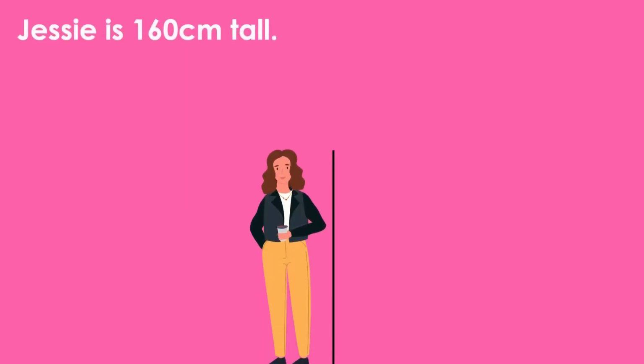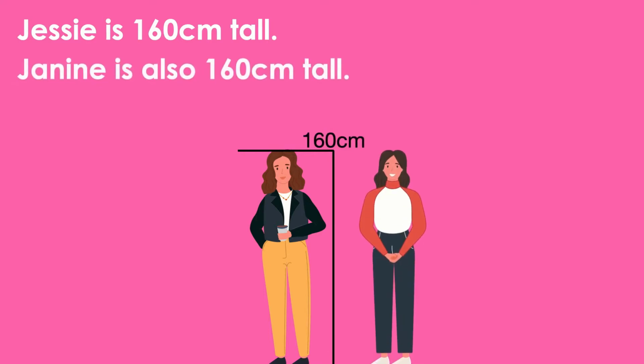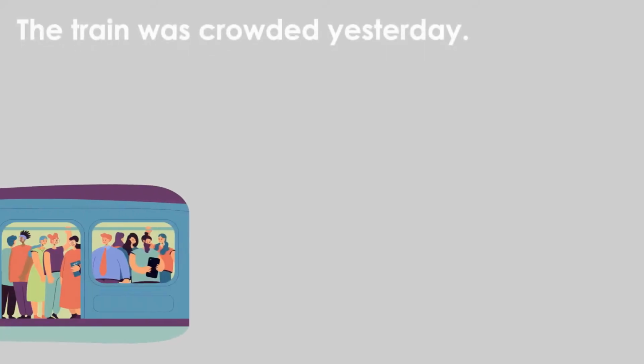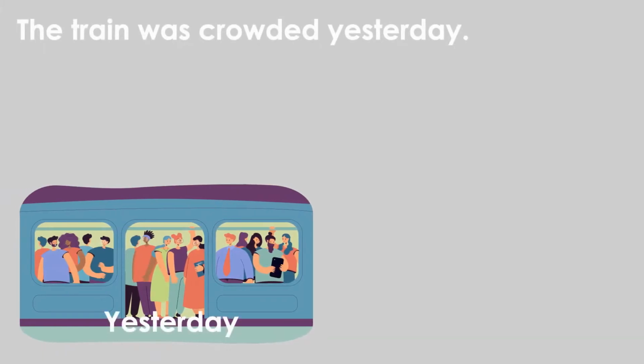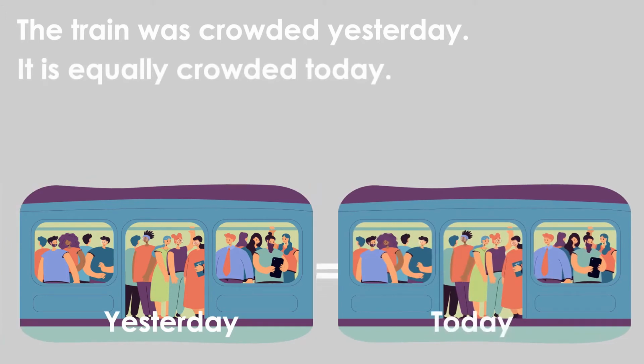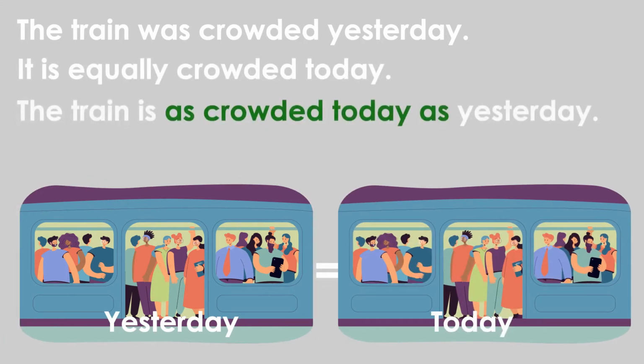Let's take this for an example. Jesse is 160 centimeters tall. Janine is also 160 centimeters tall. So we say Janine is as tall as Jesse. The train was crowded yesterday. It is equally crowded today. So we can say the train is as crowded today as yesterday.